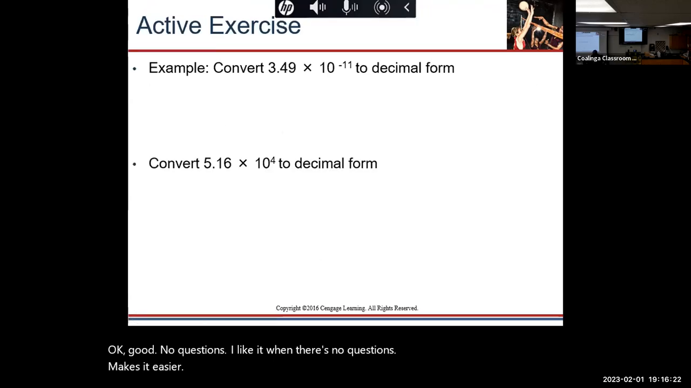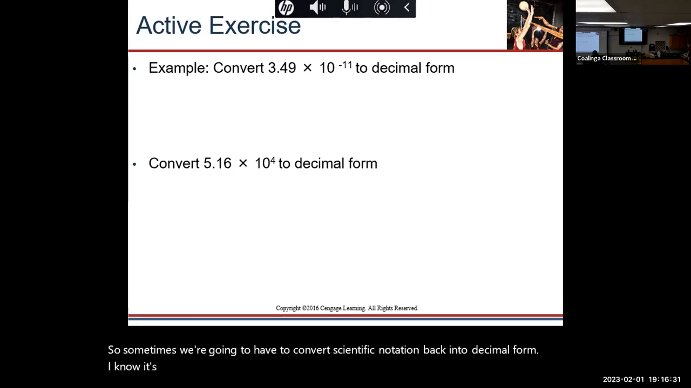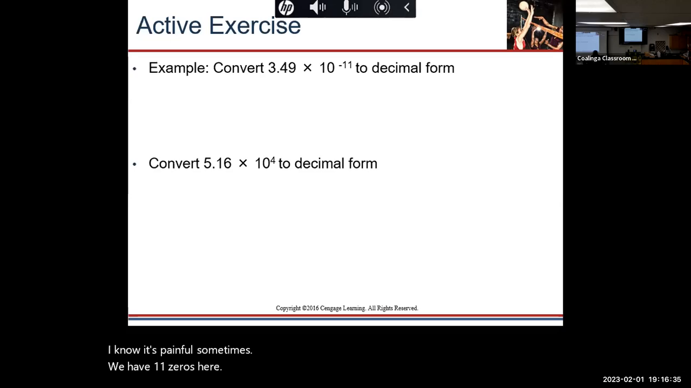Okay. So sometimes we're going to have to convert scientific notation back into decimal form. I know it's painful sometimes. We have 11 zeros here. So how are we going to do this?